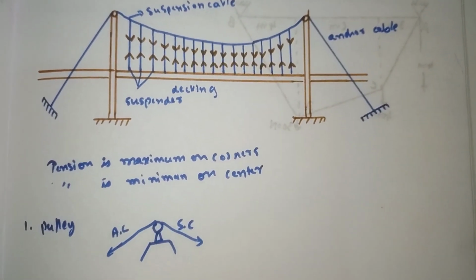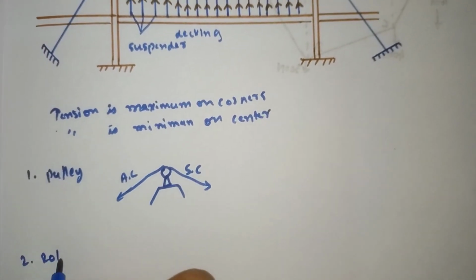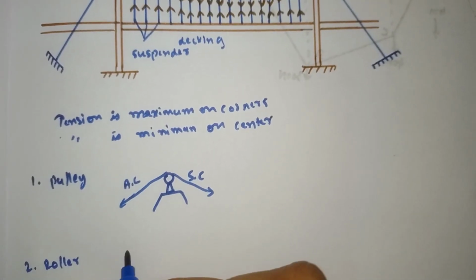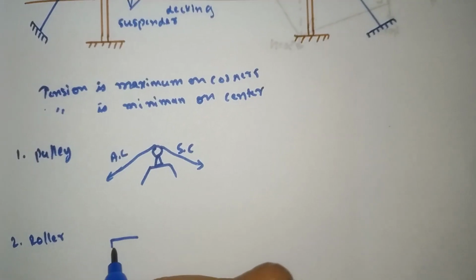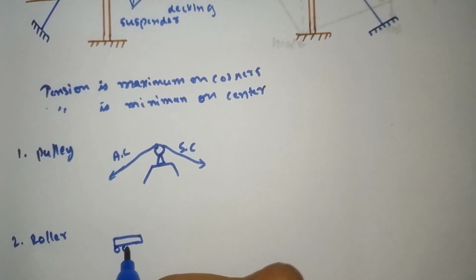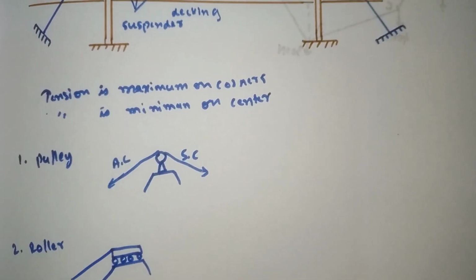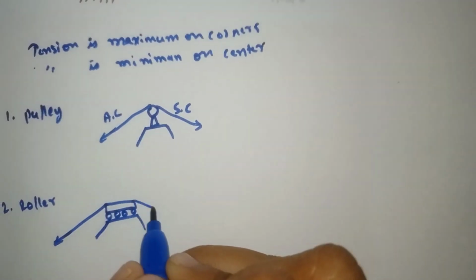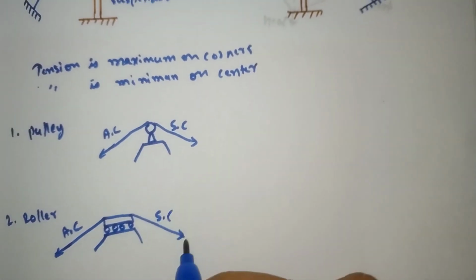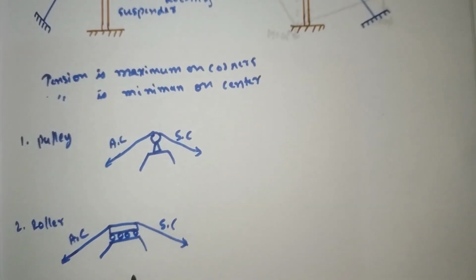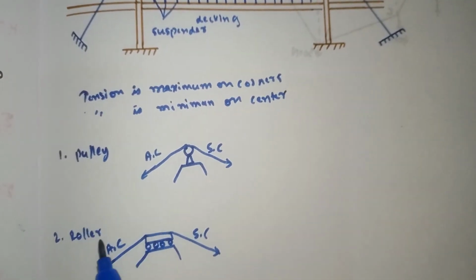Another is the roller support. So the diagram of this will come. Roller means it will have a roller support like this, and this is our cable. Here also it's called anchor cable and suspension cable. Now we'll see what is the difference between pulley support and roller support.